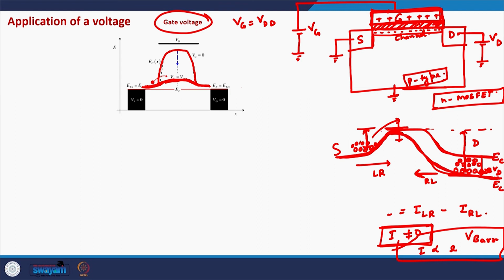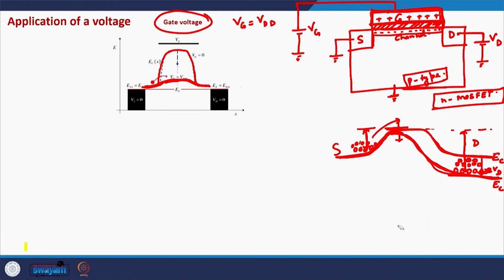So now what will happen is that when both gate and drain voltages are applied, this barrier height is reduced, and the symmetry around the barrier is also changed.